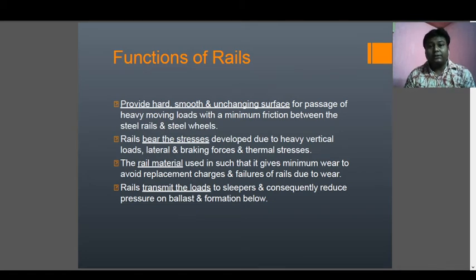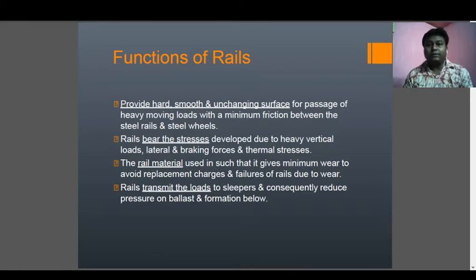The rail material used is such that it gives minimum wear, to reduce replacement charges and failure of rails due to wear and tear. The rails transmit the load to the sleepers and consequently reduce the pressure on the ballast and the formation below.